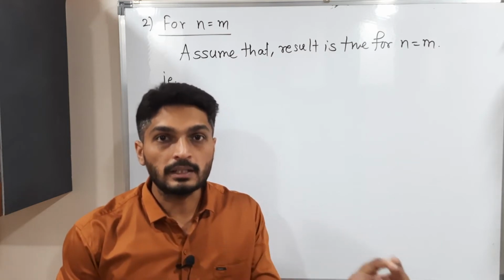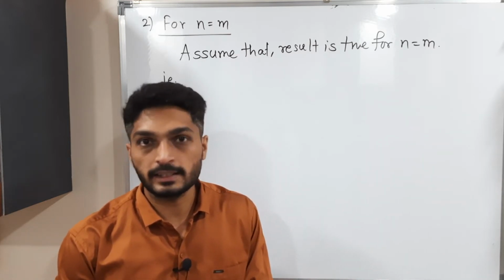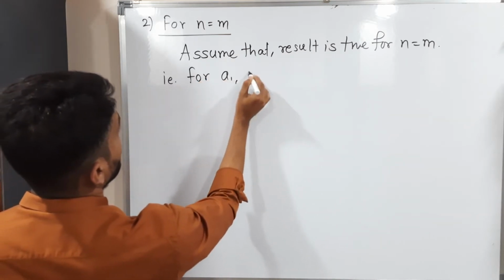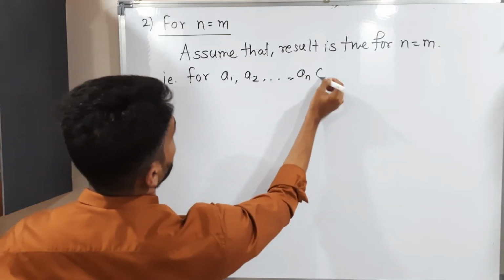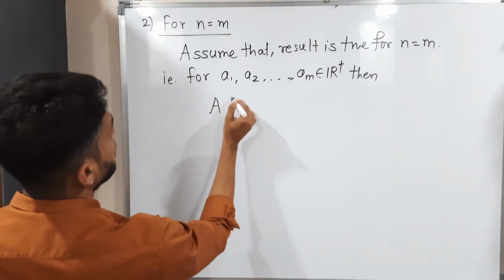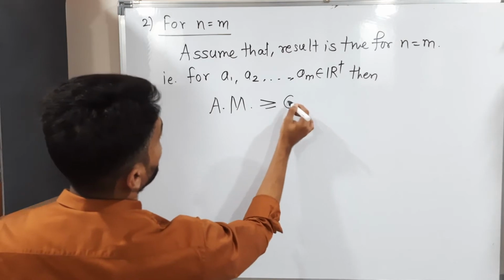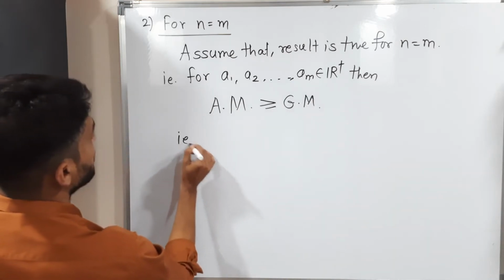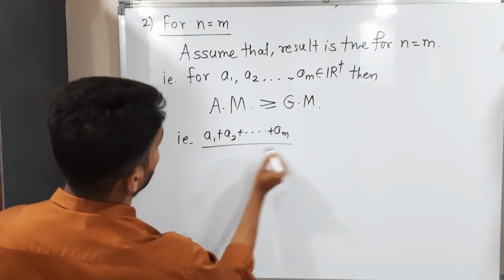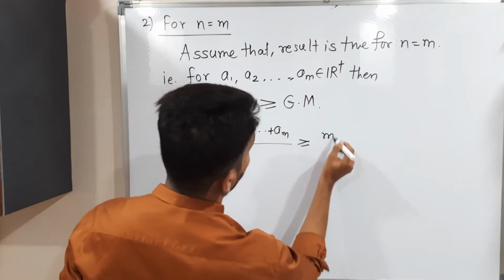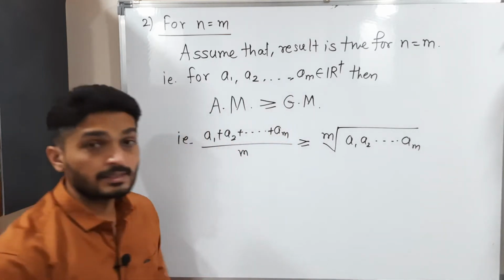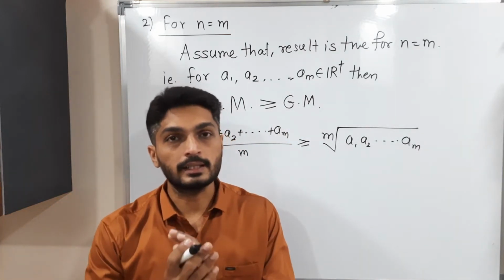That means if you have m positive real numbers, then the arithmetic mean is greater than or equal to the geometric mean. That is, for a1, a2 and so on up to am belonging to R plus, the arithmetic mean is greater than or equal to the geometric mean. That is, (a1 + a2 + ... + am) divided by m is greater than or equal to the mth root of a1 a2 ... am. This thing we have assumed, getting? So the second step is also completed.